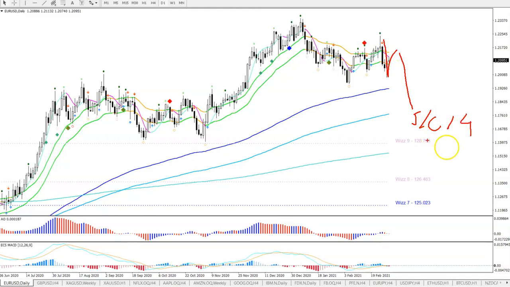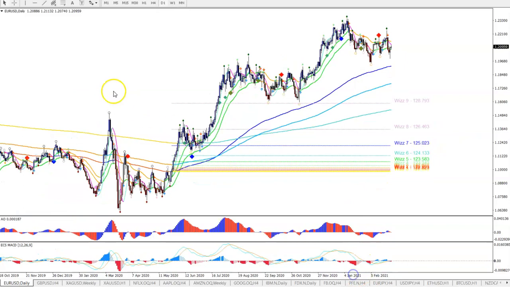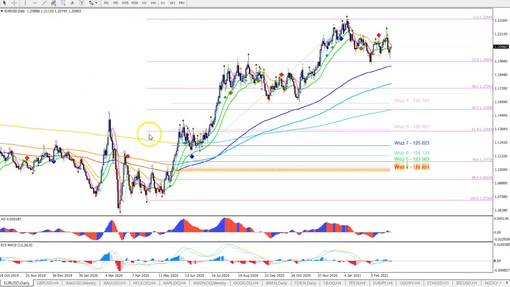Very quick summary. So how far could that go? Well, let's zoom out and let's put the fib from here to here, because it looks to me like this is a wave 1, 2, 3, and we're in a wave 4.